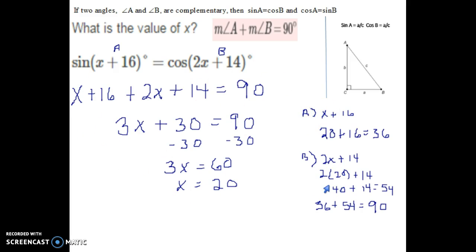You can check yourself. You don't have to do this for the problem, but you can check yourself just so you know that it is a true statement. We can plug in 20 here for x plus 16. So angle A is 36. Angle B, if we plug it in here to 2x plus 14, we get 40 plus 14 is 54, and 36 plus 54 does equal 90.